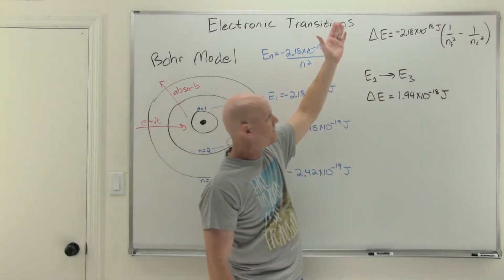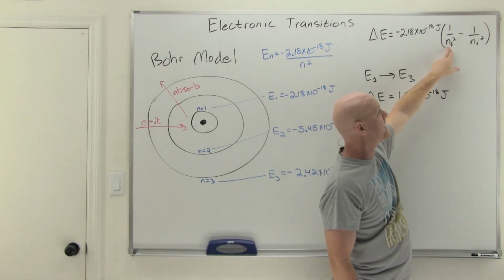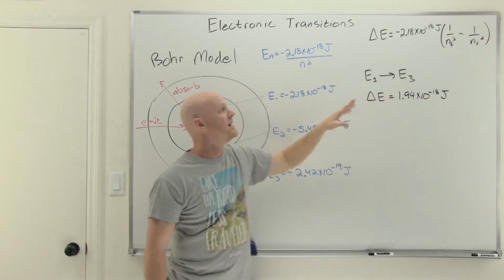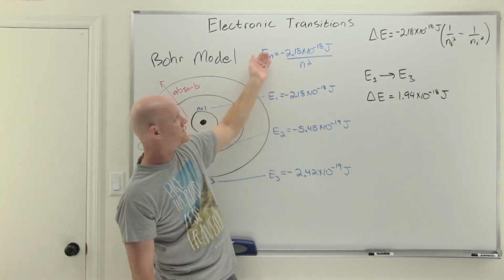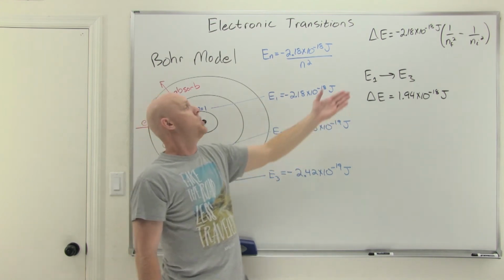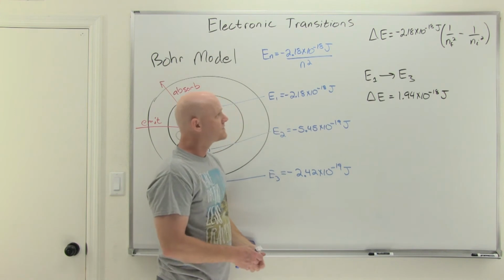And so if you plug this in right here and just do 1 over 3 squared, 1 over 9, minus 1 over 1 squared, you're going to get this same answer. So we could do it this way, calculating them each separately as energies and taking the difference, or we could have used this formula, which is on your study guide as well. So either one of those works.